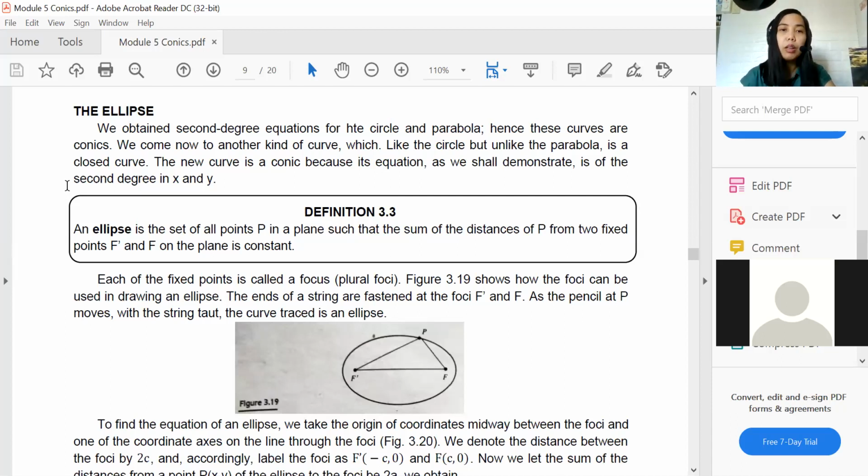This is the ellipse. It's a closed curve. And then each of the fixed points is called a focus, which is plural for focus is foci. So we know that in parabola, there is one focus, here for ellipse, there are foci because we have two.